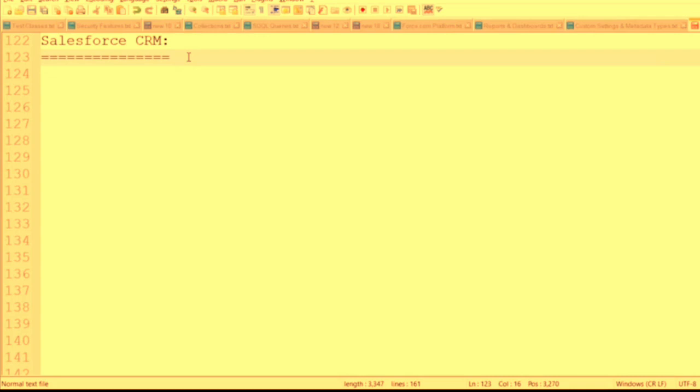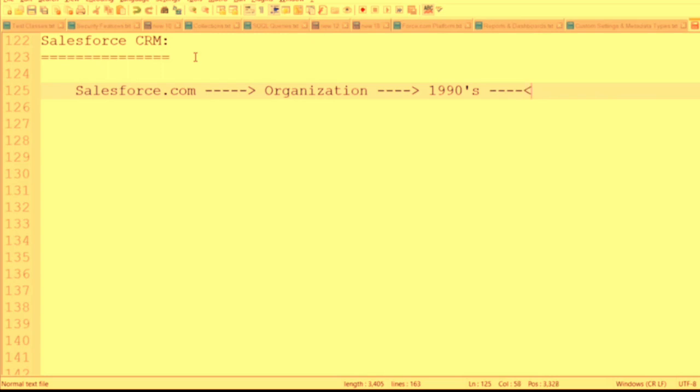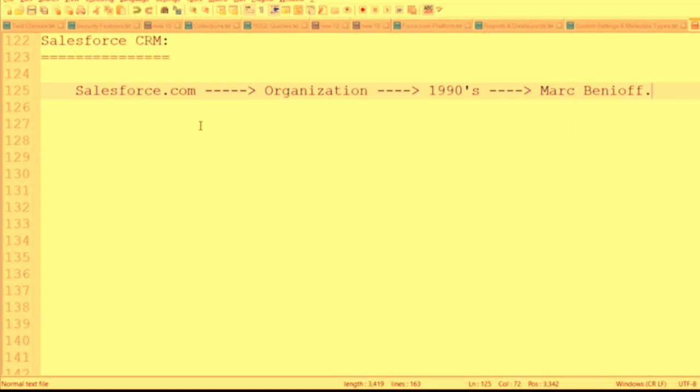So let's see what exactly Salesforce CRM is and what we can do with the help of this Salesforce CRM. Now, let's see practically here. Salesforce.com is an organization which was started in the 1990s by a person called Mark Benioff.